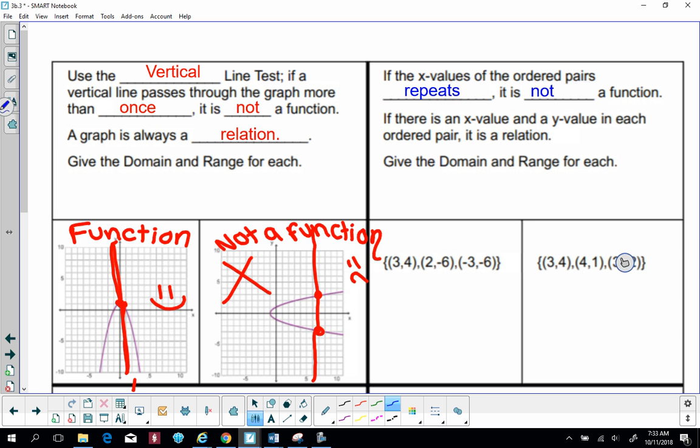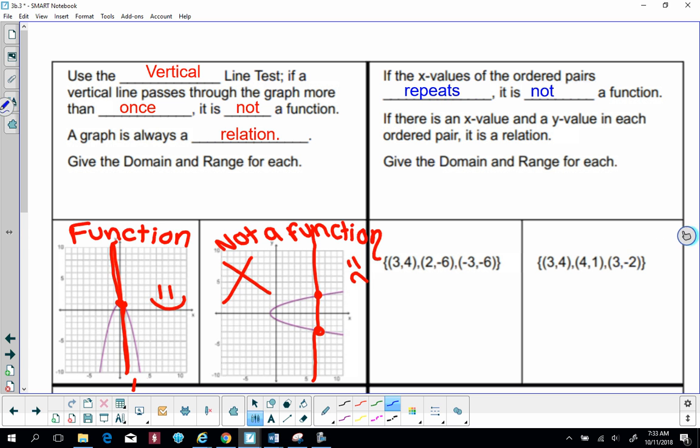You can write points. And so basically, if the x repeats, that's why I wrote a little x right there. If the x repeats, it's not a function. So how we tell something's a function, it's two different ways. If you draw a line through the graph and it hits it twice or more than once, it's not a function. Or if the x value repeats.